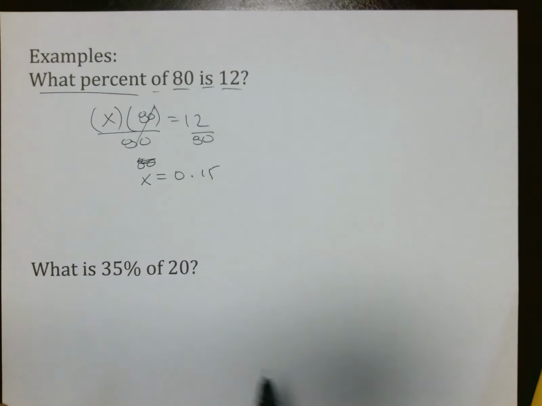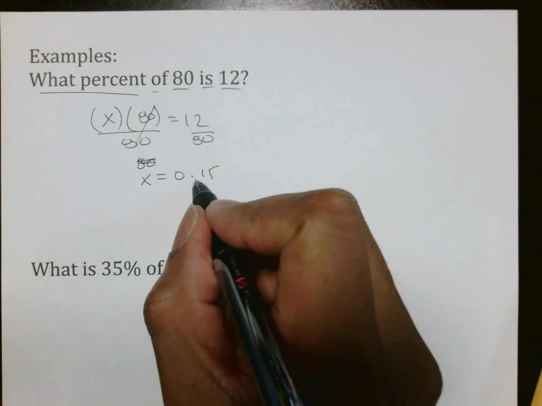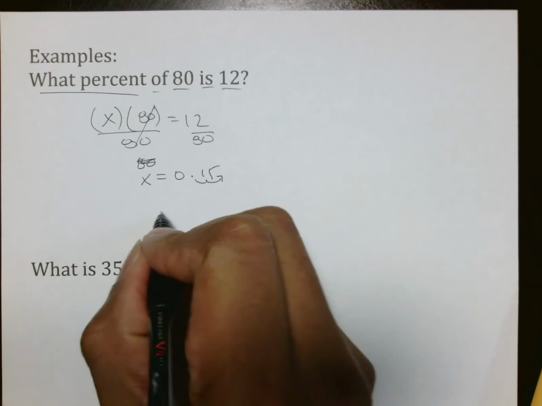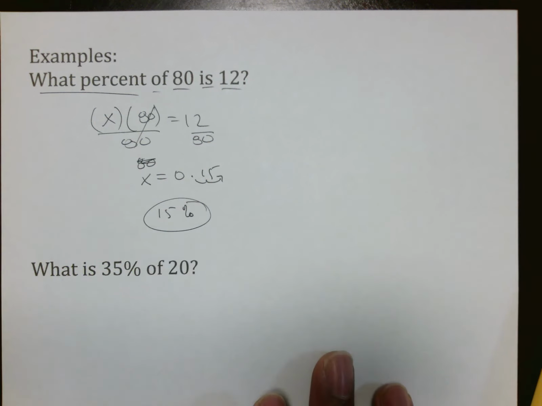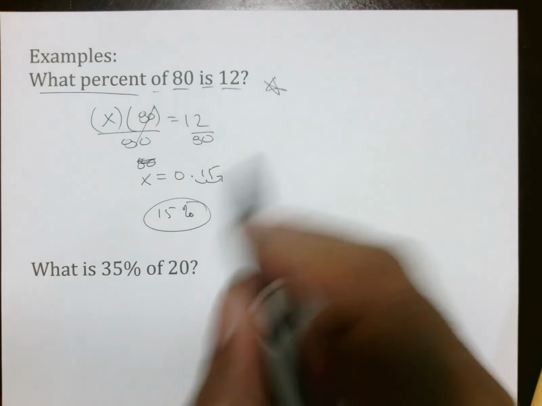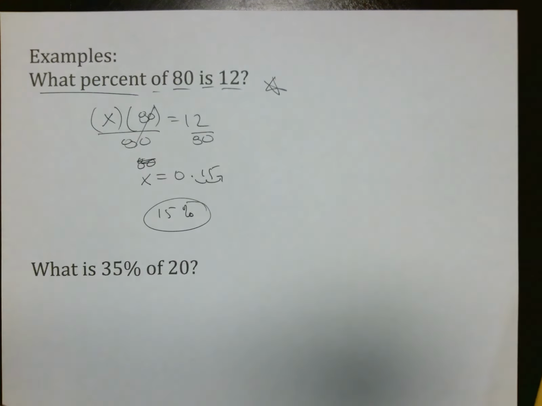Now, the trick about this problem when it says what percent is that 0.15 is not the percent, but we adjust it back into a percent by moving the decimal. And your answer is 15%. So you probably want to put a star by this one because this is the one that tricks people the most, because what percent means I actually have to convert my answer back into a percent to get the proper result.